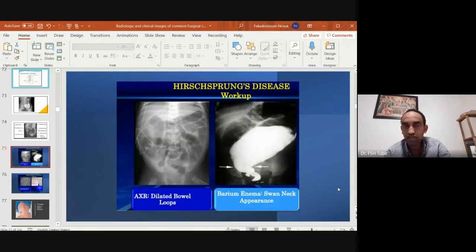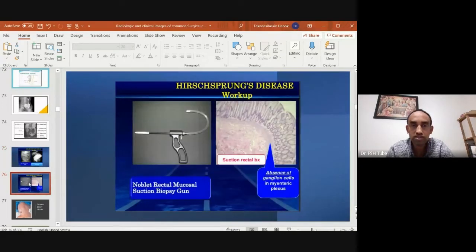So if it is missing, then if a child presents with chronic constipation, progressive abdominal distension, and a swan neck deformity on the barium enema, how do you diagnose Hirschsprung's disease? It's a biopsy, a suction biopsy.